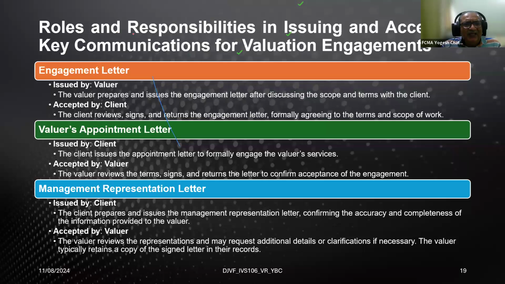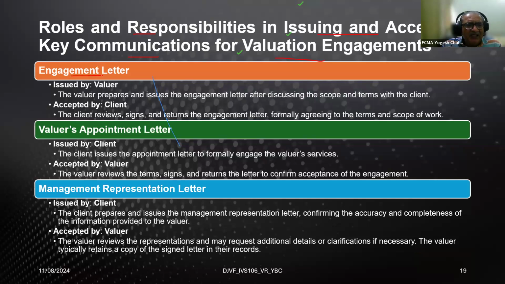So we will start with the roles and responsibilities in issuing and accepting key communications for the evaluation engagement. These are the documents which we try to preserve for a very, very long time. We try to formalize these documents before the start of the assignment, during the assignment, or at the end of the assignment, and try to keep them for a very long duration, at least for the statutory period mentioned for retention of the documents.